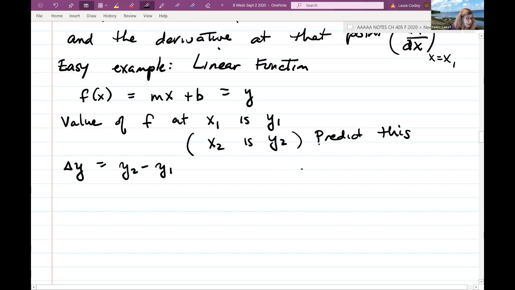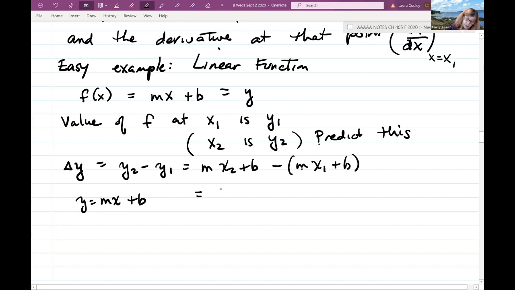So let's figure out what would the change in y be, the delta y, or y2 minus y1. Now we have a linear function, okay? So y equals mx plus b. So that means that y2 is the slope m times x2 plus b. And then we subtract the slope times x1 plus b. And so we get mx2 plus b minus mx1 minus b. The intercepts cancel. And this becomes m times (x2 minus x1).